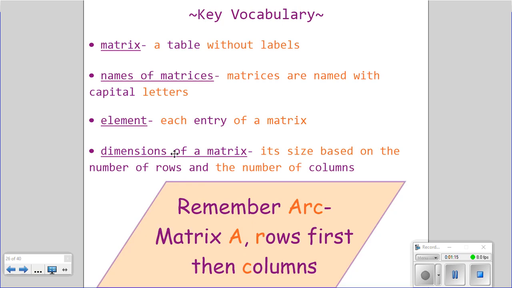When determining the dimensions of a matrix, always remember ARC. Matrices are named with capital letters, and you mention the rows first, followed by the columns. So ARC: capital letter for your name, rows first, then columns. Another way of looking at it is matrices are really cool.